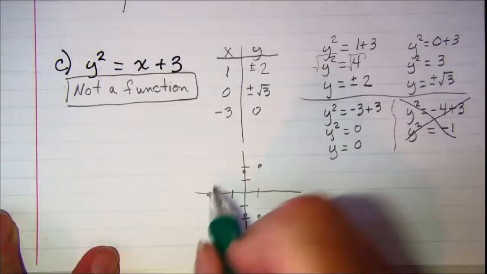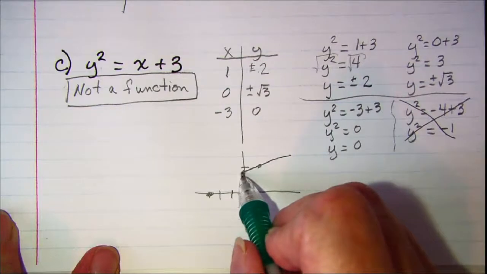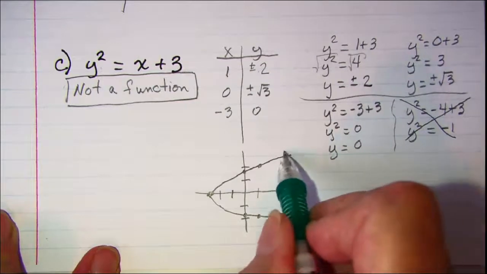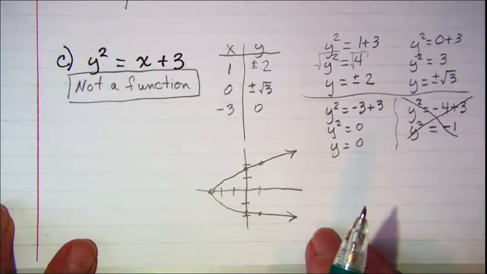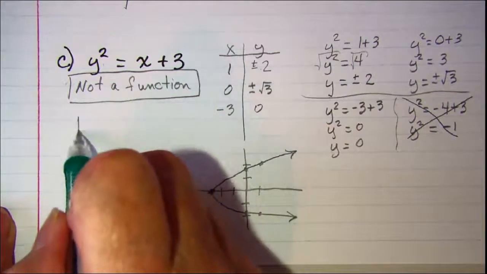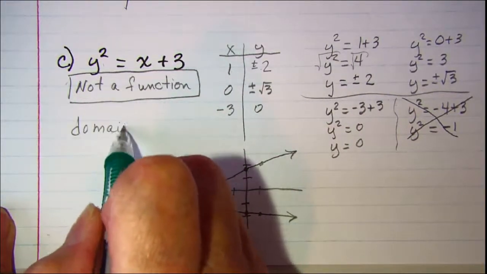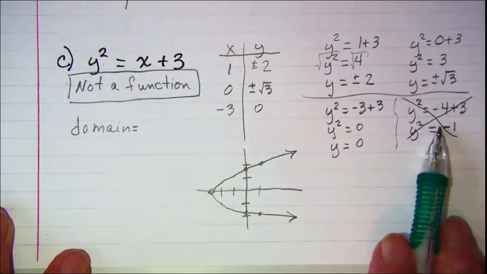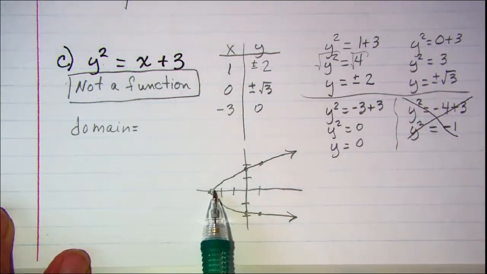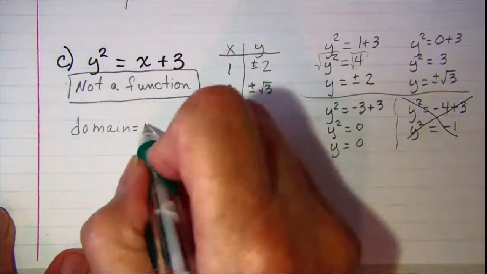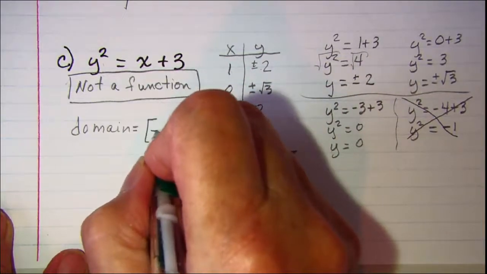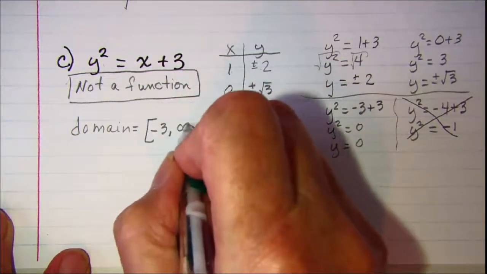Let's look at a graph. The graph of this relation looks like this. And we can see that our domain starts at negative 3. That's the smallest value we can have because any smaller will get an imaginary number. So negative 3, and then we go forever to the right. So negative 3 is included in the domain. And then we go on forever to the right.